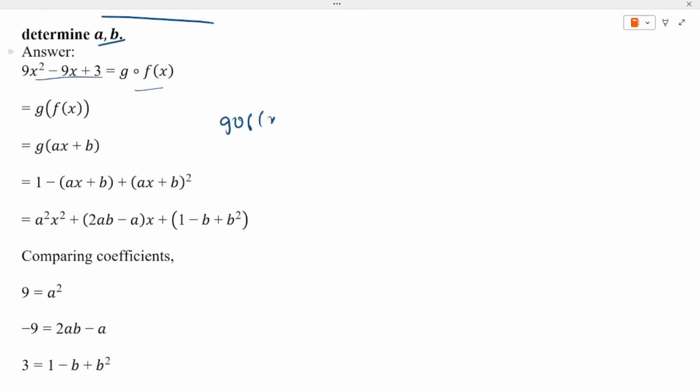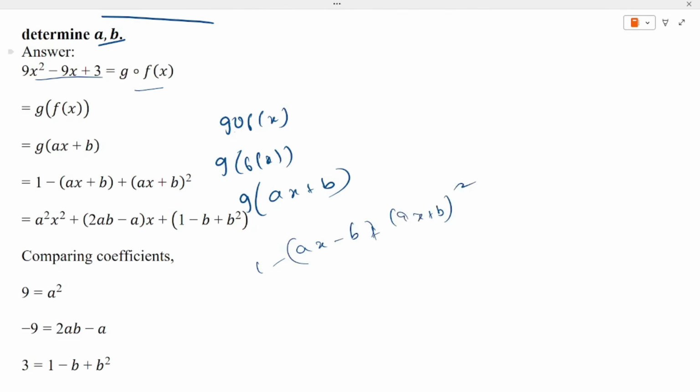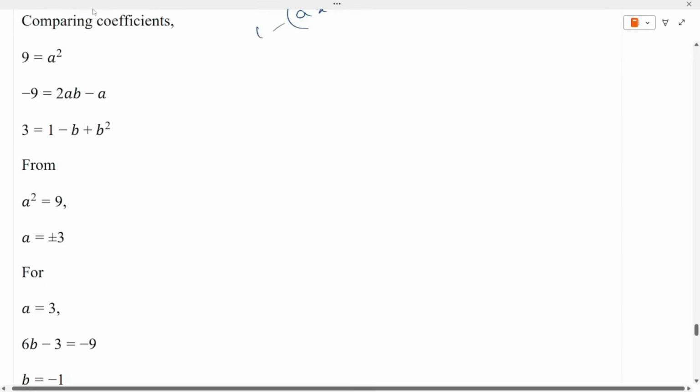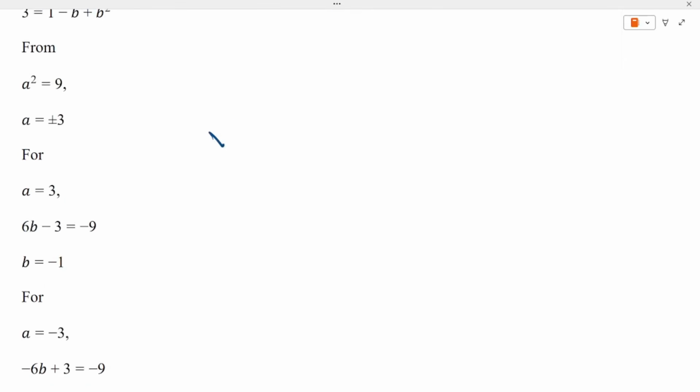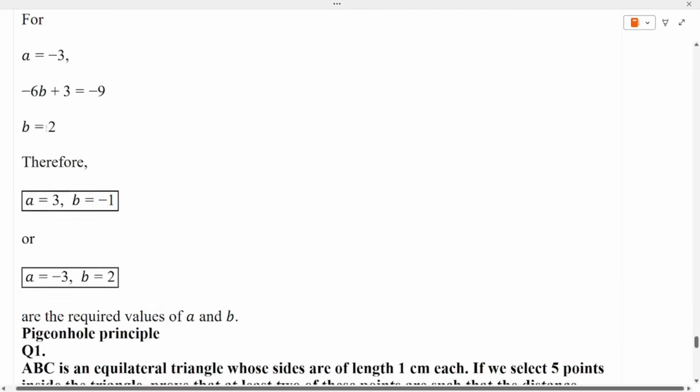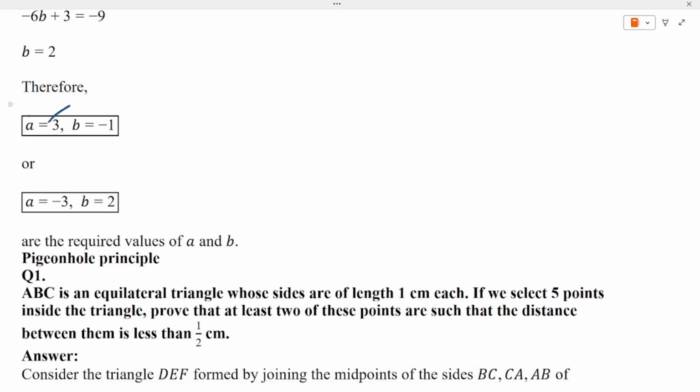G o F of X means that is G of F of X, right? That is G of F of X, what? Ax plus B. Just substitute. And what is G of X? 1 minus, that is in X's place, you substitute the value which is here, okay? Ax plus B whole square. And you substitute and compare, and you will be getting A square as 9. So A will be equal to plus or minus 3. That is root of 9 will be plus or minus 3. And again B will be equal to 2. That will be either plus 3 or minus 3 or minus 1 and plus 2.